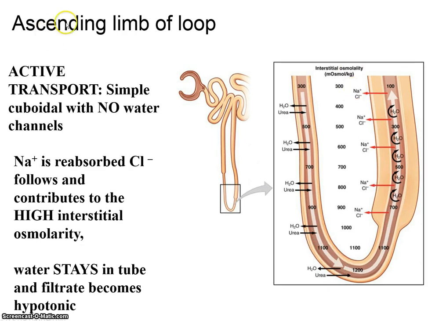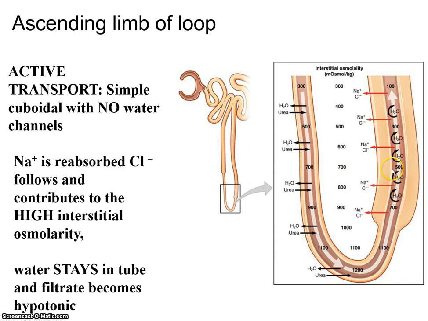All right? The ascending limb of the loop is a bunch of active transporters, right? Because the concentration of sodium is kind of low in here right now, and we have a high concentration out here. So we have simple cuboidal cells, so thicker cells. That's why you see a thin wall and a thicker wall. We have these simple cuboidal cells again, no water channels. So this is completely impermeable. Water won't move, and that's why we see this here.